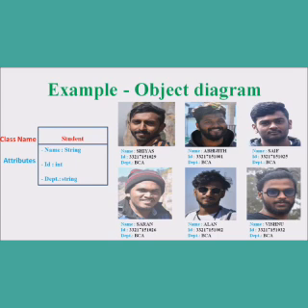So the values of these objects change from object to object depending upon the values associated with each and every object. So we can say that an object diagram is a subset of a class diagram with the common attributes, but the values of the attributes change from object to object.